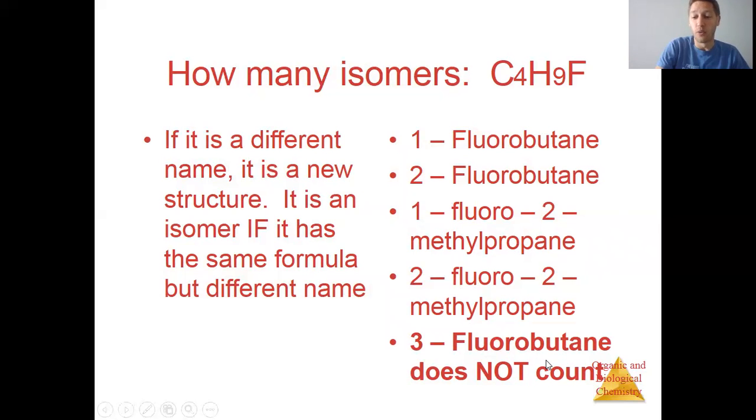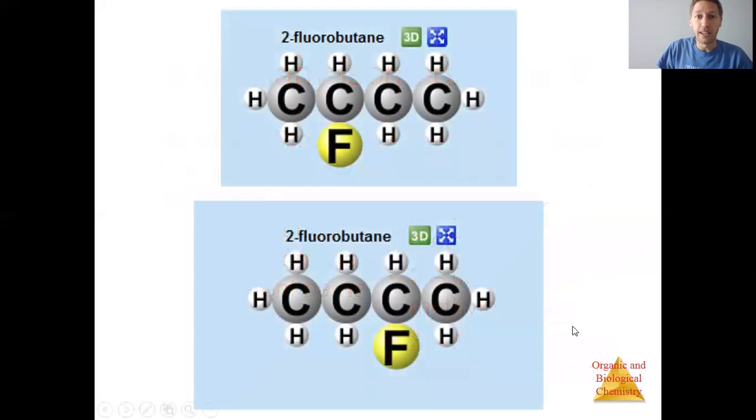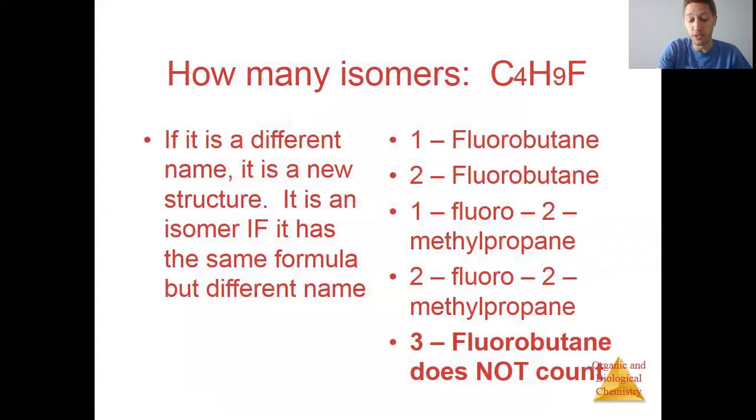So here's another one. This does not count. Why? Because if you count it out left to right, this is not on the third. There is no 3-fluorobutane because you would name it 2-fluorobutane. You can't get to the third by making it have the smallest number possible. So this is 2-fluorobutane. This is 2-fluorobutane. So we don't have a 3-fluorobutane.